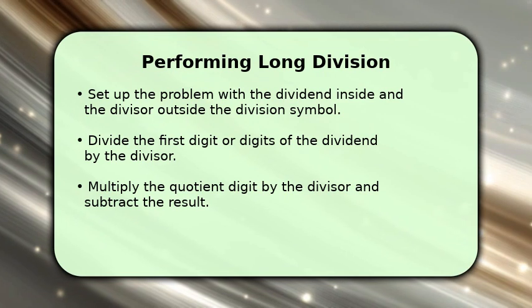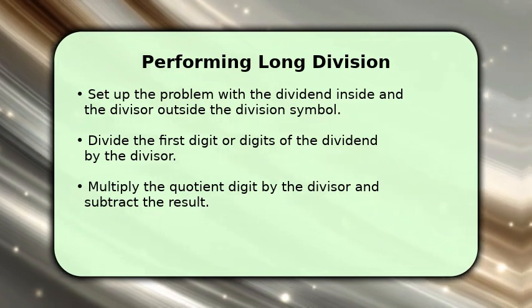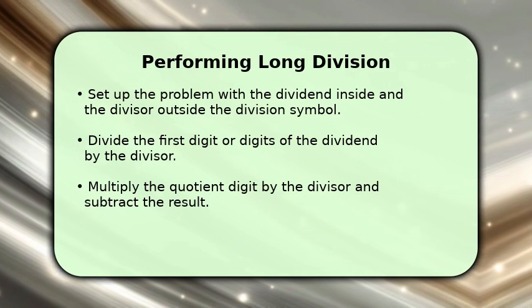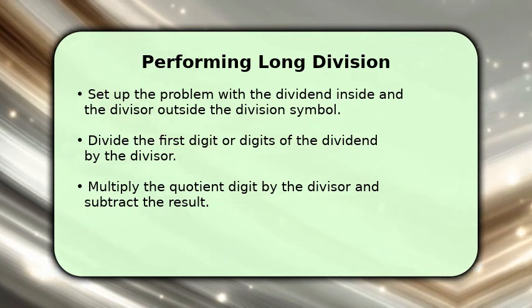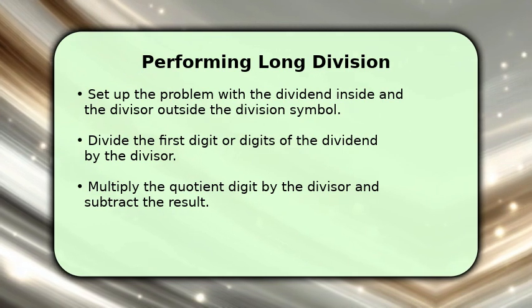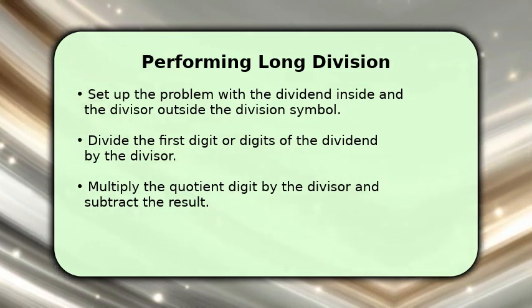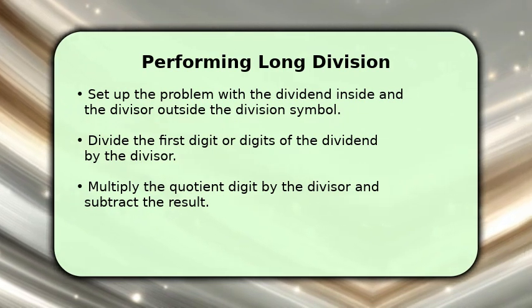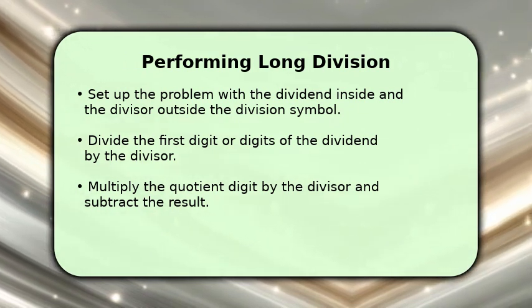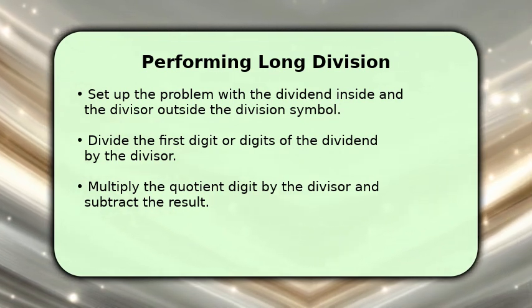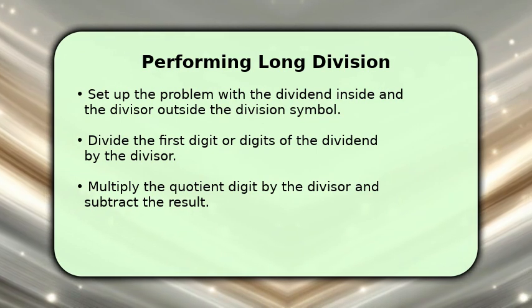You begin by setting up your problem, placing the dividend under the division bar and the divisor to its left. Then, you divide the first part of the dividend by the divisor, write the quotient above, multiply and subtract. Bring down the next digit and continue this cycle. This method breaks down complex divisions into manageable, step-by-step calculations, making it easier to find the exact quotient and any remainder.